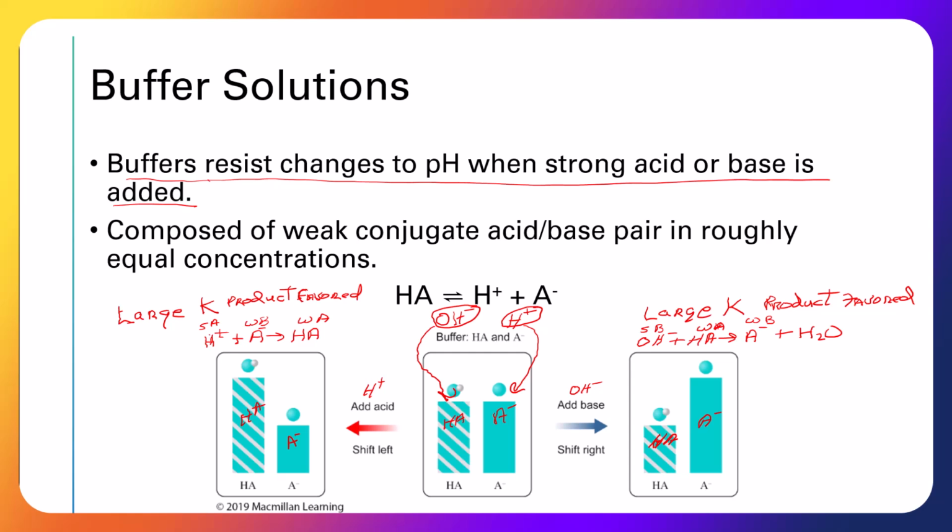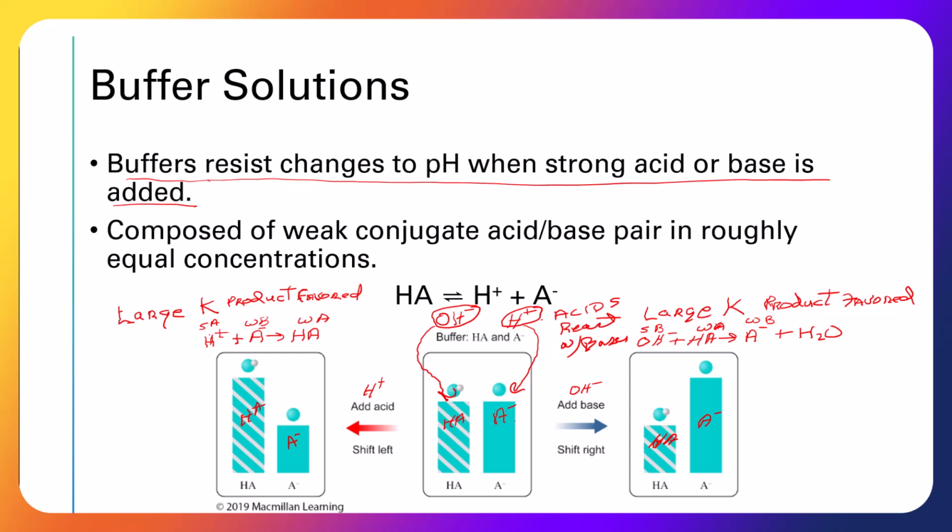Remember that acids react with bases. And in this case, the strong acid reacts with the weak conjugate base in the buffer system, making more weak acid. So add acid, you make more weak acid. Add strong acid, you make more weak acid.